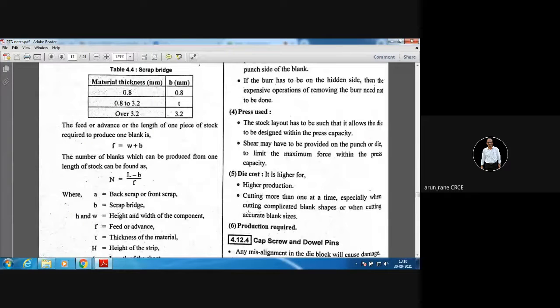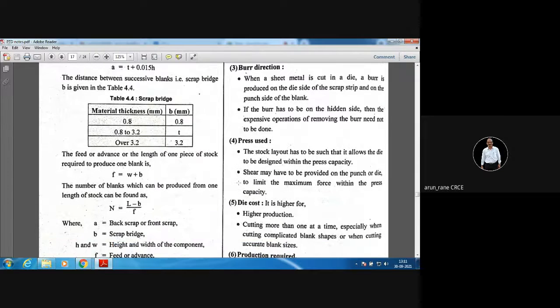How to calculate the blanking force, I will teach you later on, or you can write it down. Blanking force is equal to shear area multiplied by shear strength. Now remember, shear area is not the cross sectional area.